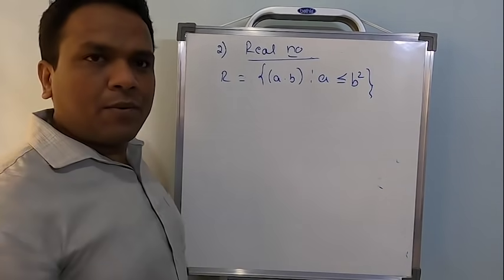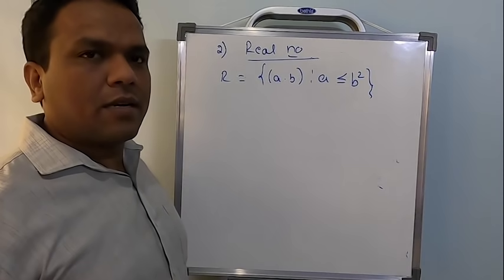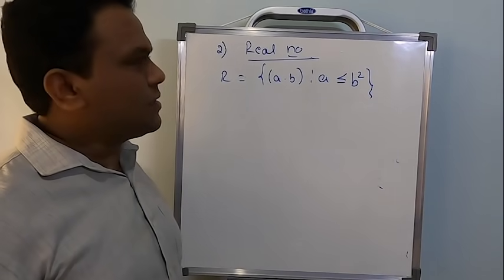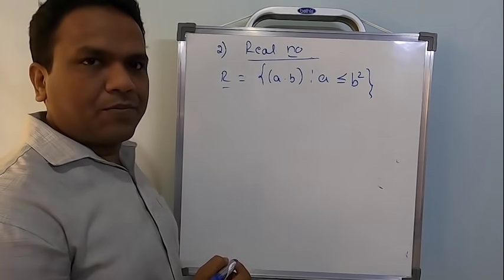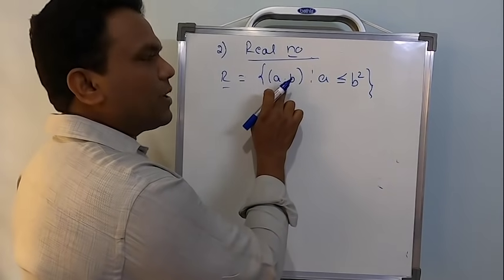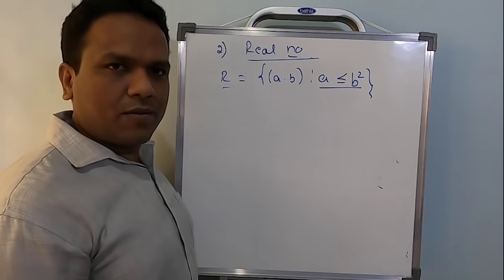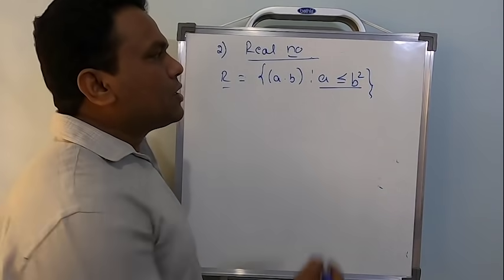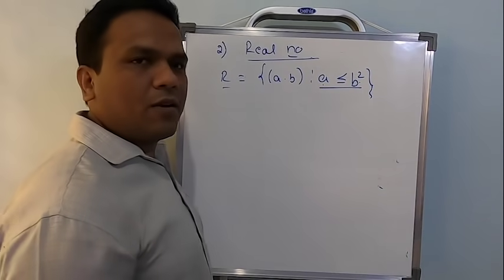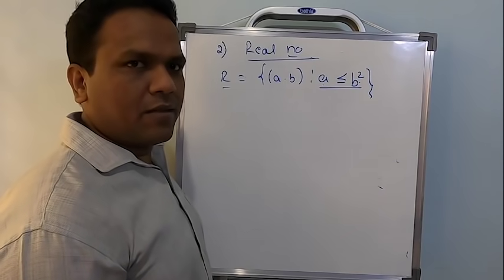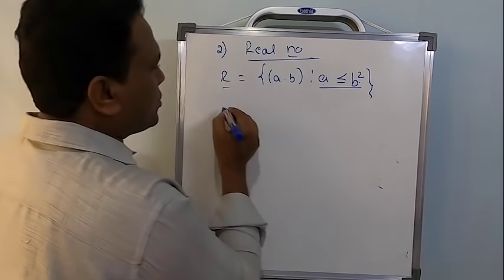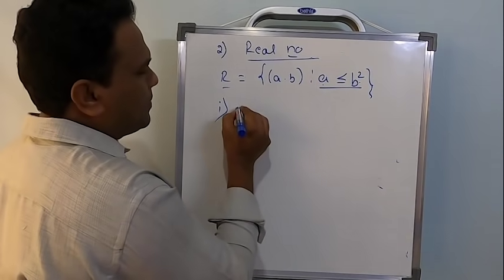Any example of a relation is always discussed on a set. That set we need to identify first. Based on that, a relation. This relation contains an ordered pair (a, b) if it satisfies such a condition. So a, the first element, should be less than or equal to the square of the second one. Now to start with the example.